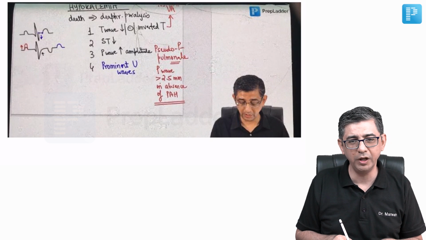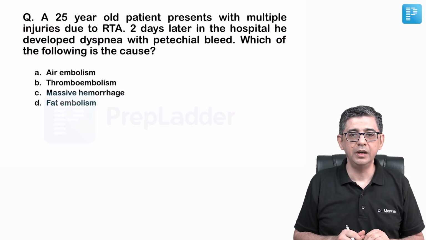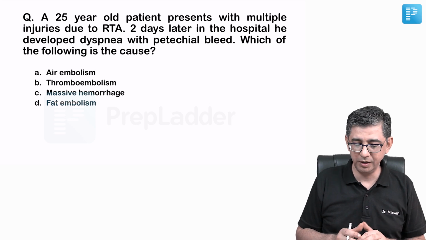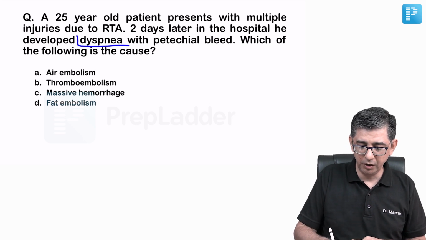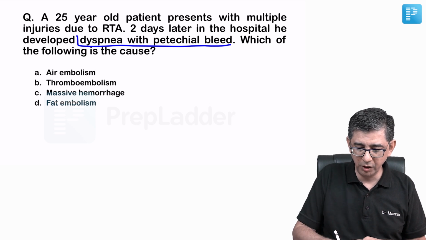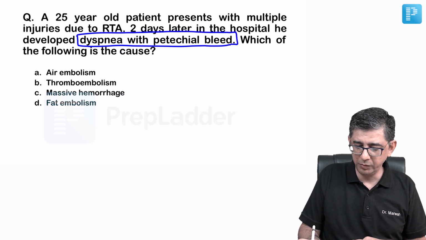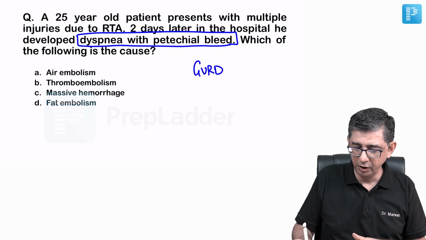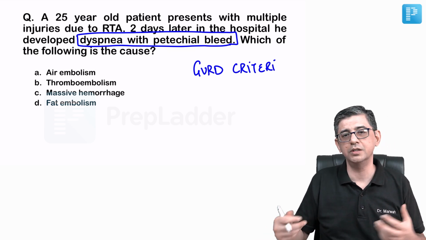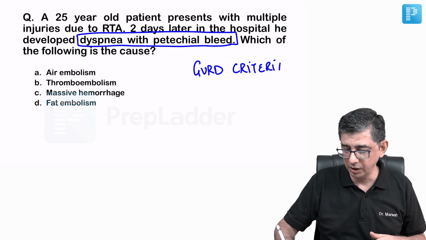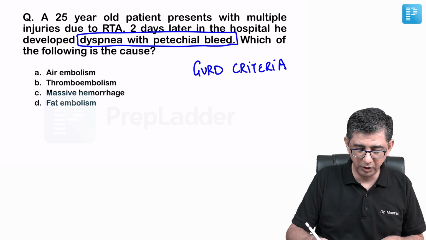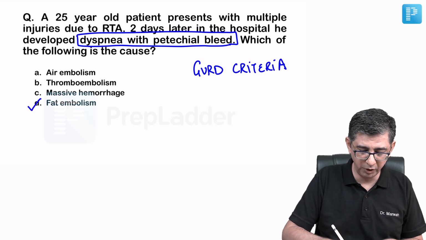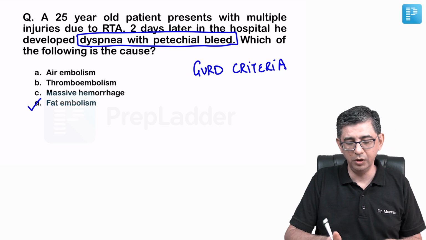I've described the routine changes. A 25-year-old chap had multiple injuries due to a road traffic accident and later had breathlessness with petechiae. Initially I thought he might be talking about pulmonary embolism, but the moment I read that a petechial bleed is present, then you are going to use the Gurd's criteria. We have major ones and minor ones, and considering that petechiae would be developing initially in the axilla and chest wall of this patient, we narrow down the diagnosis to fat embolism. There's no trauma to the jugular vein.